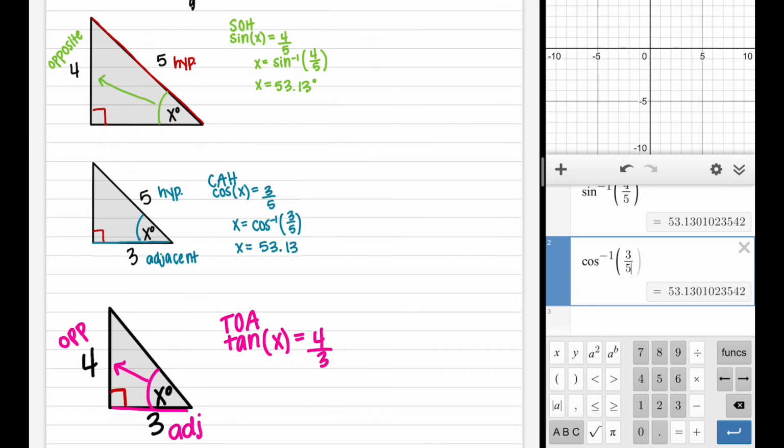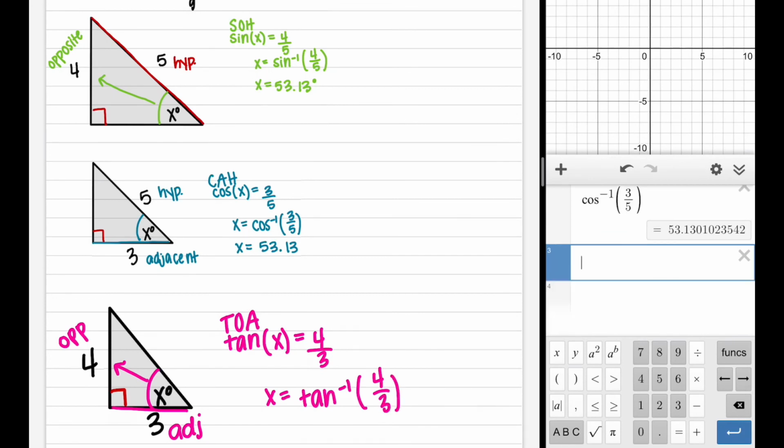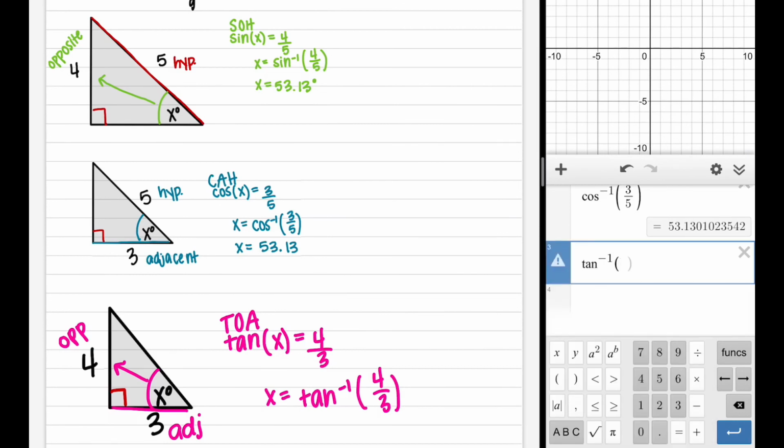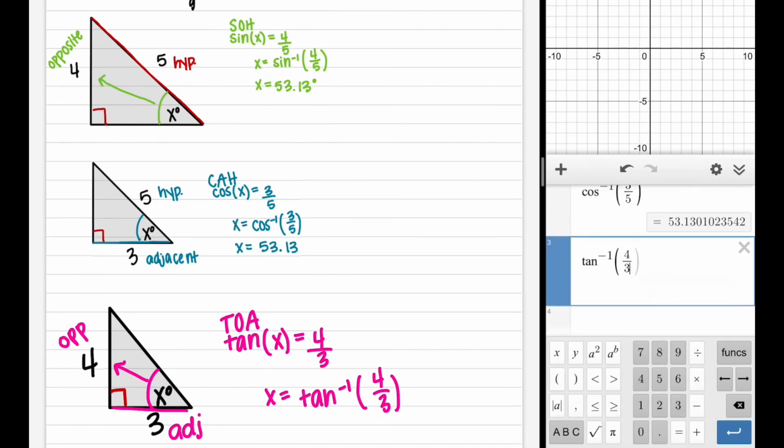Same thing: if I want to get X by itself, to know what that angle is, I would use inverse tan on both sides. So X equals tan inverse of 4 over 3. And again, type that right into Desmos, or if you have a graphing calculator, these symbols are on your graphing calculator as well. So tan inverse 4 divided by 3. And again, we get X is 53.13.